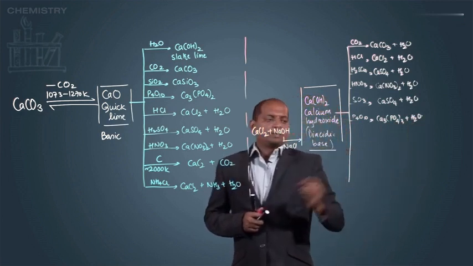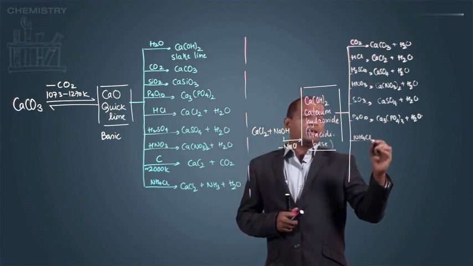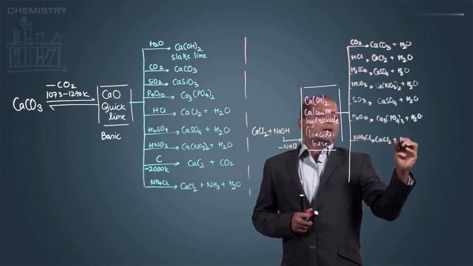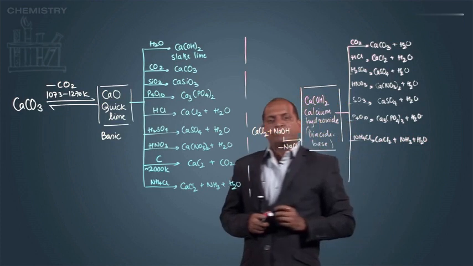Calcium hydroxide again reacts with ammonium chloride also, and we get CaCl2, and ammonia gas is liberated along with H2O.